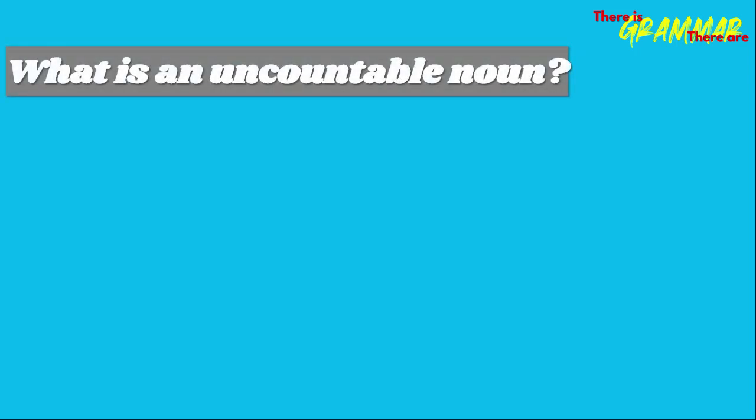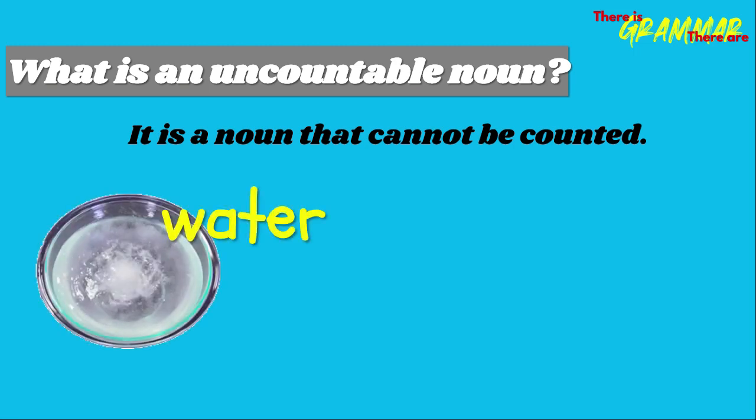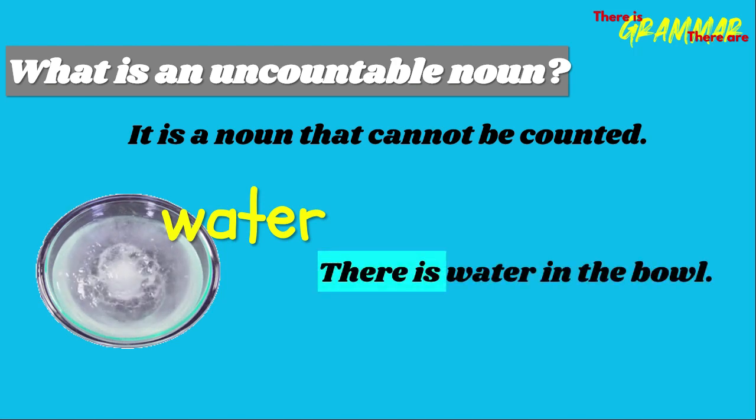What is an uncountable noun? Well, it is a noun that cannot be counted. Like water. We cannot count water, so we say there is water in the bowl. There is water in the bowl.